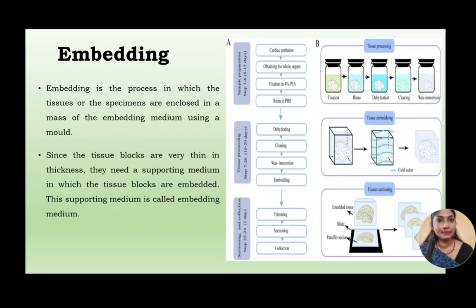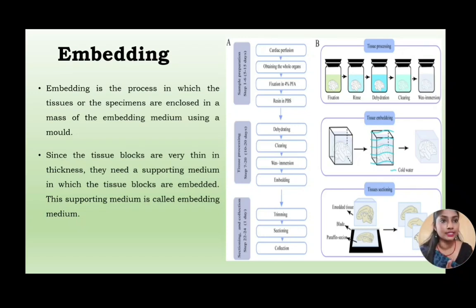Now moving on to the second step, that is embedding. Basically embedding is a process in which the tissues or the specimens are enclosed in a mass of embedding media using a mold. Since the tissue blocks are very thin in thickness, they need a supporting medium in which the tissue blocks are embedded. This supporting media is called embedding media. Why embedding is important is because, one, the tissue is very soft to take a section. So in order to give it rigidity, we have to embed it in an embedding medium so that it becomes easier to dice it or to take sections out of it. So that is the importance of embedding.